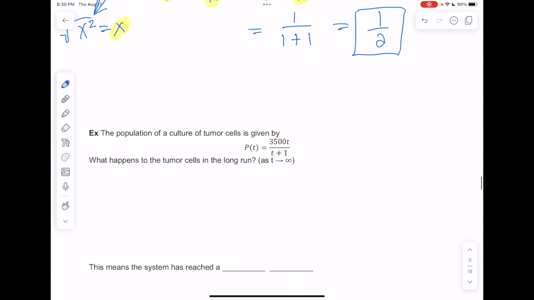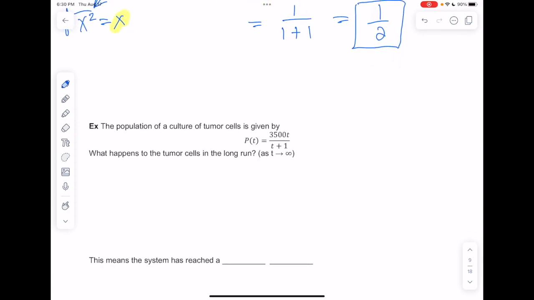All right, one final one, and this one's not so bad. It's a nice, easy one, actually, to finish off with, but a bit of an application. The population of a culture of tumor cells is given by P of t equals 3,500 t over t plus 1. What happens to the tumor cells in the long run? So as time goes to infinity, what happens to the number of tumor cells? So it's just a limit question.